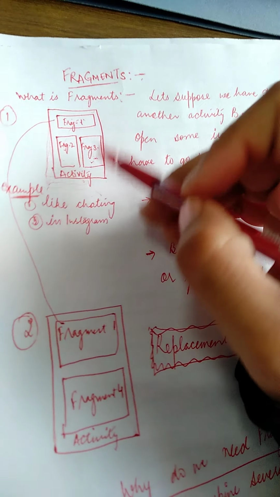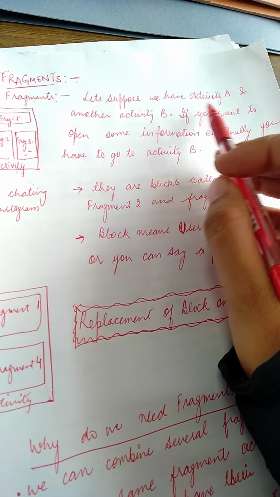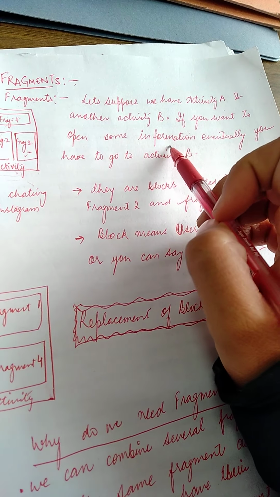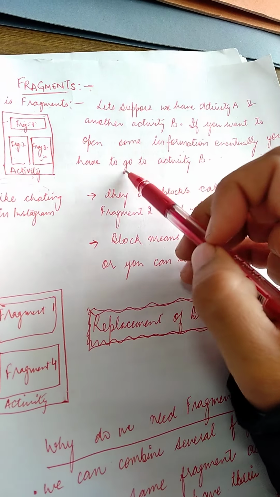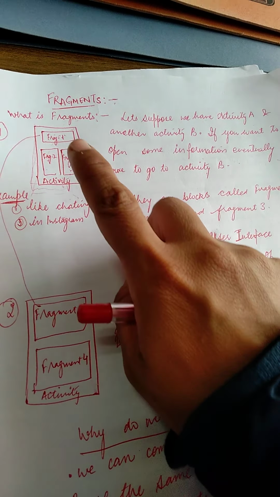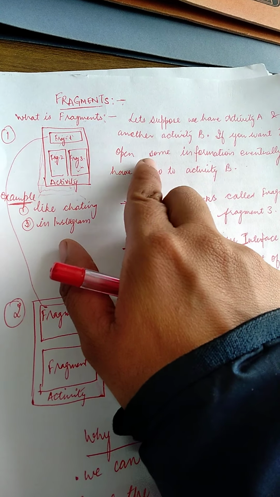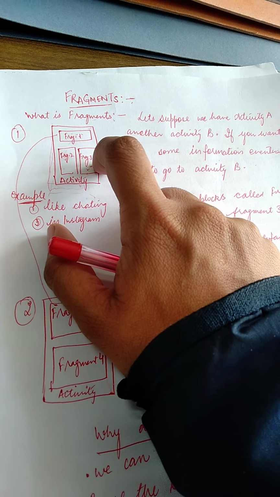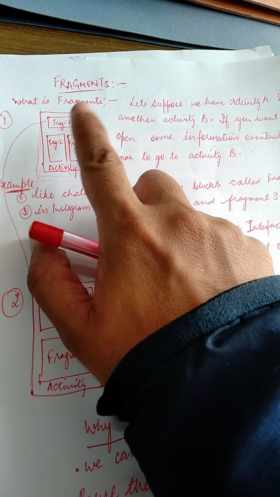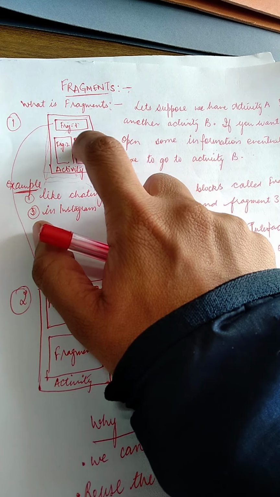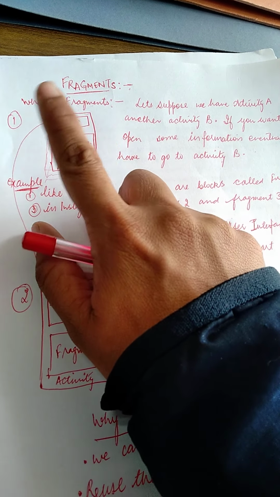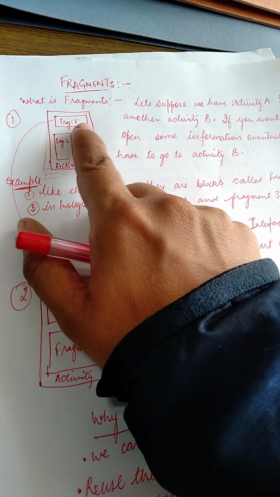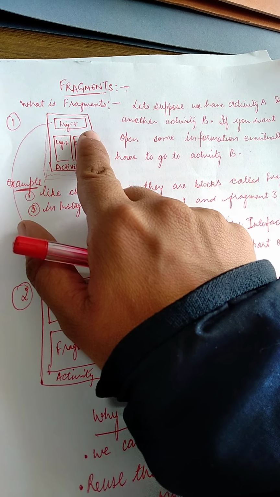What does that mean? Let's suppose we have activity A and another activity B. If you want to open some information, eventually you have to go to activity B. Suppose we have some screen, I want to swap or tap it, but some material is not changing, only the inside screen is changing. So we replace only that content rather than the whole content. That is the concept of fragments, and it is done by the fragments.